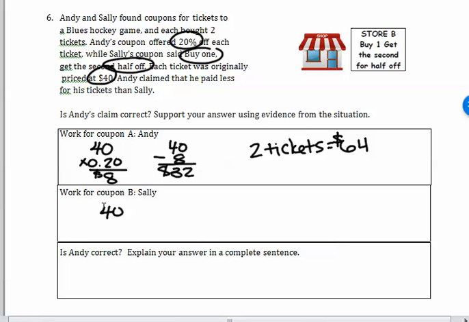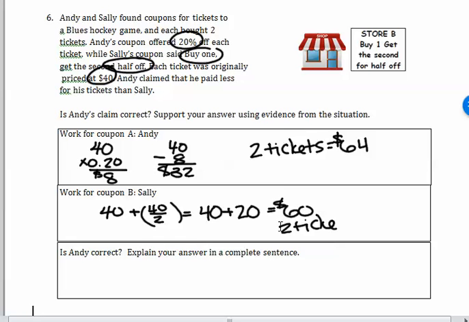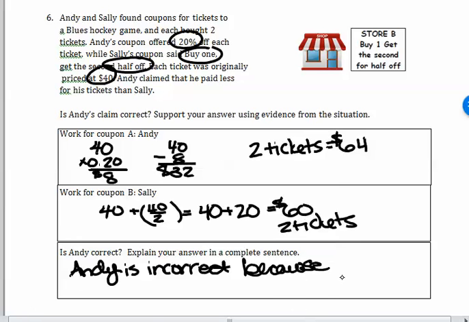She's spending $40 for one ticket, and then her other ticket is cut in half, so half off. So she spends $40 plus $20 or $60 for 2 tickets. So when Andy says that he's correct, he says that he's paying less, Andy's wrong. So Andy is incorrect because he actually pays $4 more.